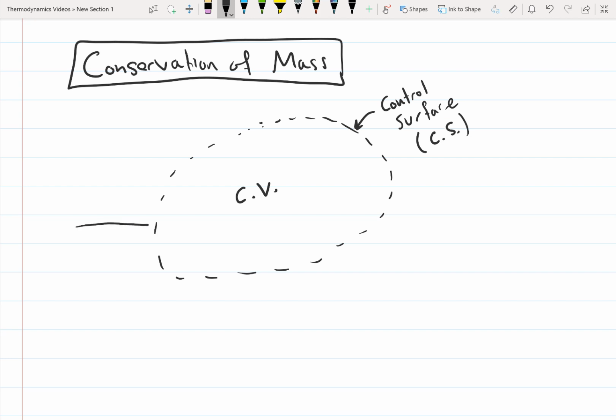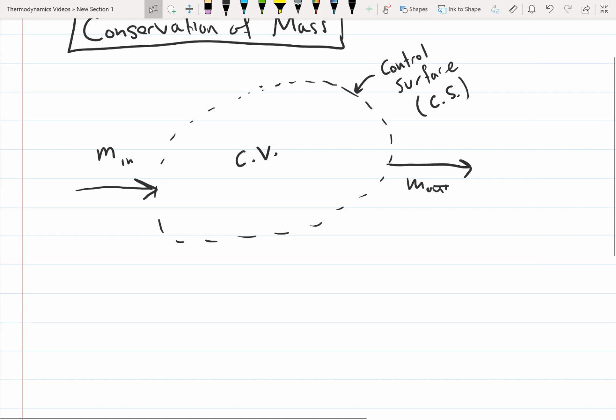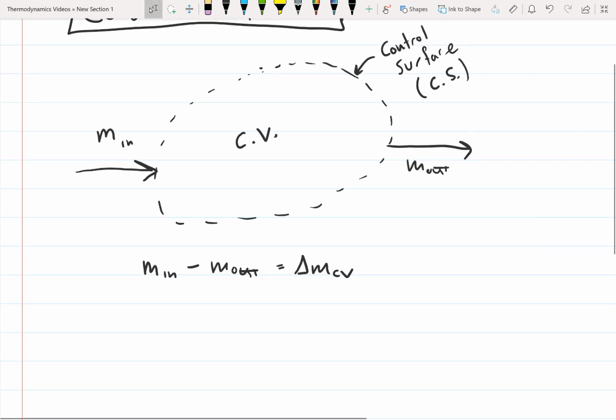And then we have some fluid that's flowing in. I'm just going to call this mass in, and fluid that's flowing out, I'm going to call this mass out. And like any conservation equation, we can start out by writing something really simple. We can say that the mass in minus the mass out is equal to the change of the mass in the control volume. And then we can consider this on a per time basis. So how is the mass in the control volume changing with time? For that we would use the rates.